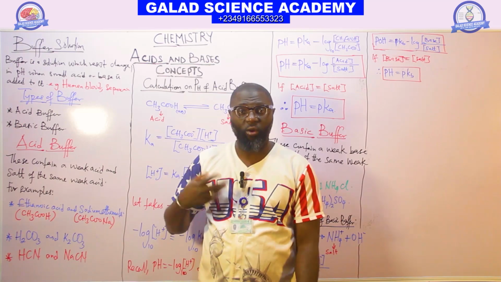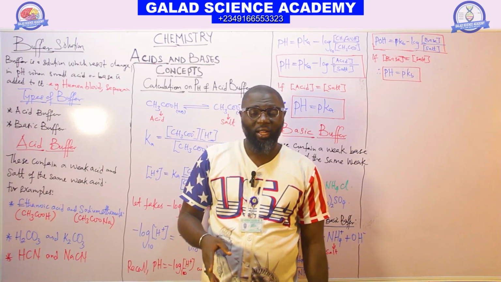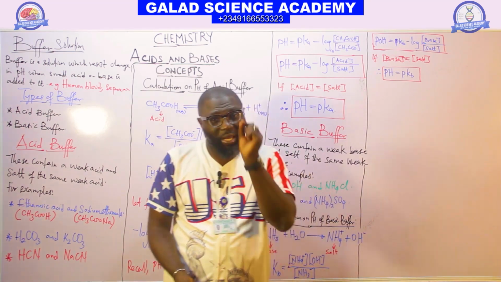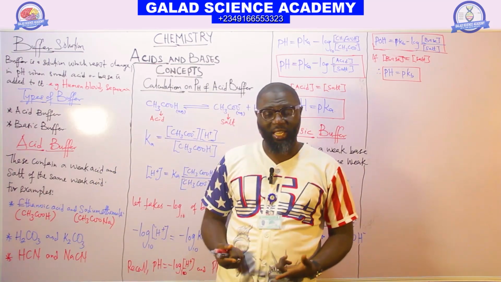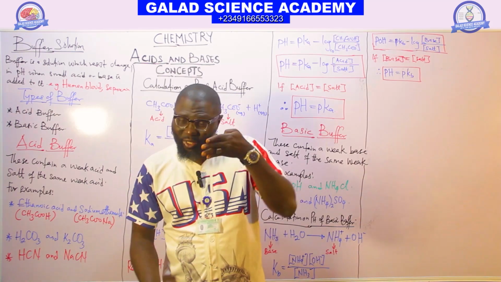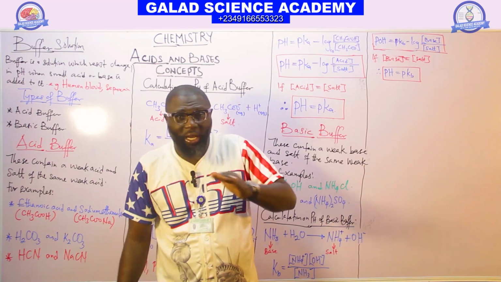Look at the pH of blood, it is 7.4. If you use any drug that is acidic, or you eat anything that is acidic, when it gets to the blood, the pH of the blood still remains. If the drug you use is basic, or the food you eat is basic, when it gets into the blood, it cannot change the pH of the blood.